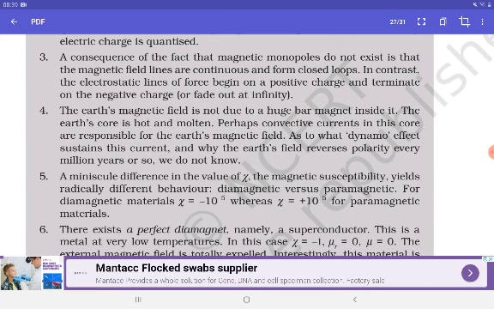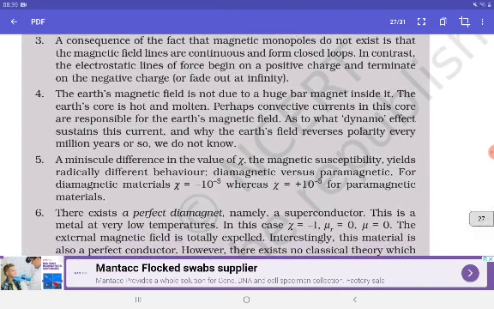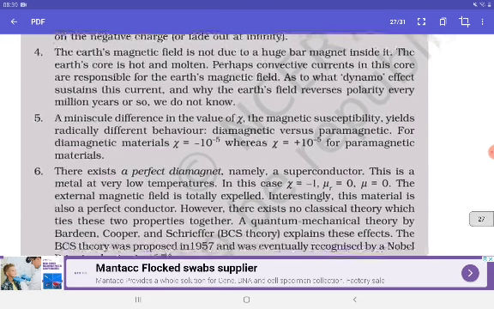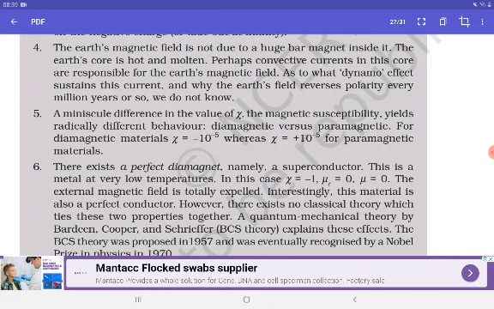The Earth's magnetic field is not due to a huge bar magnet inside it. The Earth's core is hot and molten. Perhaps convective currents in this core are responsible for Earth's magnetic field. As to what dynamo effect sustains this current, and why the Earth's field reverses polarity every million years or so, we don't know. A minuscule difference in the value of χ, the magnetic susceptibility, yields radically different behavior.